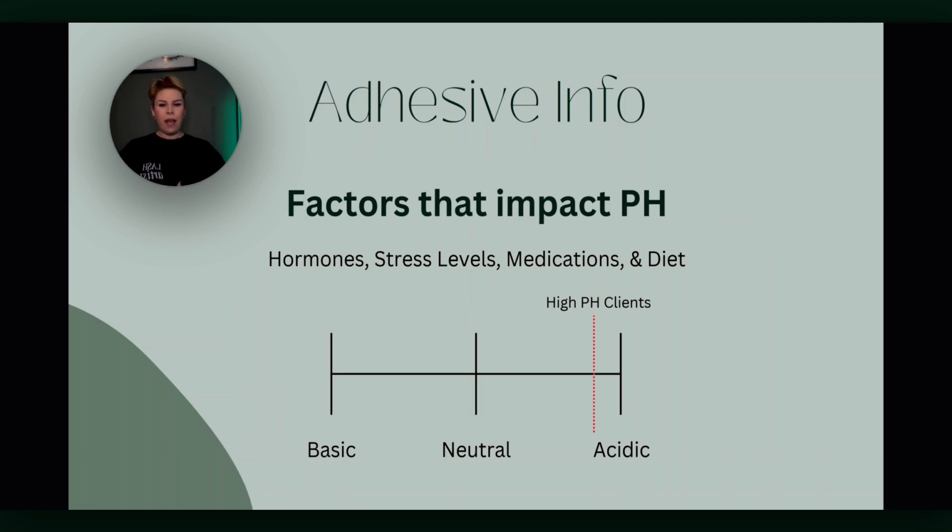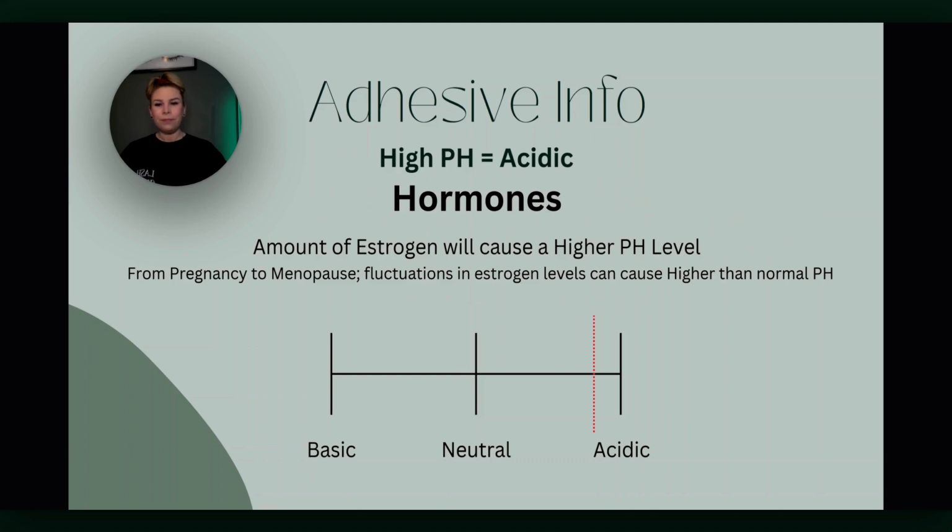Some factors to consider about our clients and how pH levels can affect their bodies would be hormones, stress levels, medications, and diet. So, when it comes to hormones, the amount of estrogen will cause a higher pH level. Okay, from pregnancy to menopause, fluctuations in estrogen levels can cause a higher than normal pH.